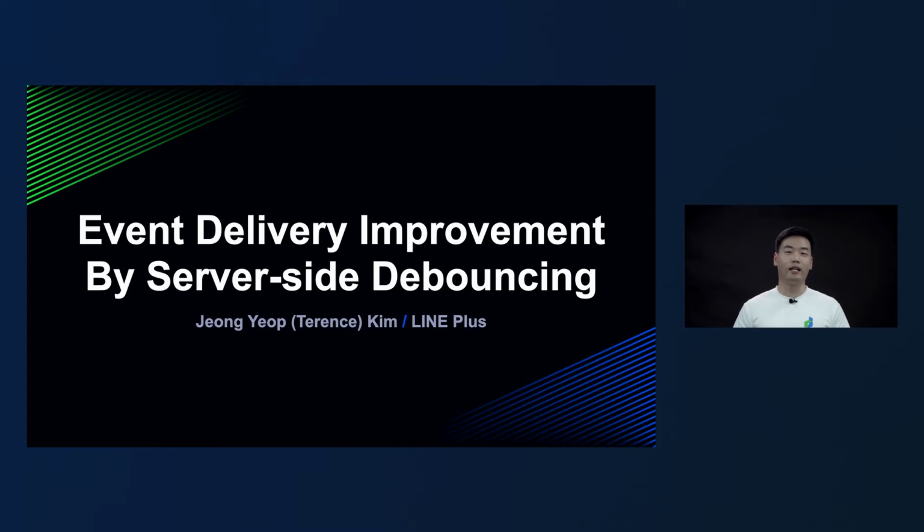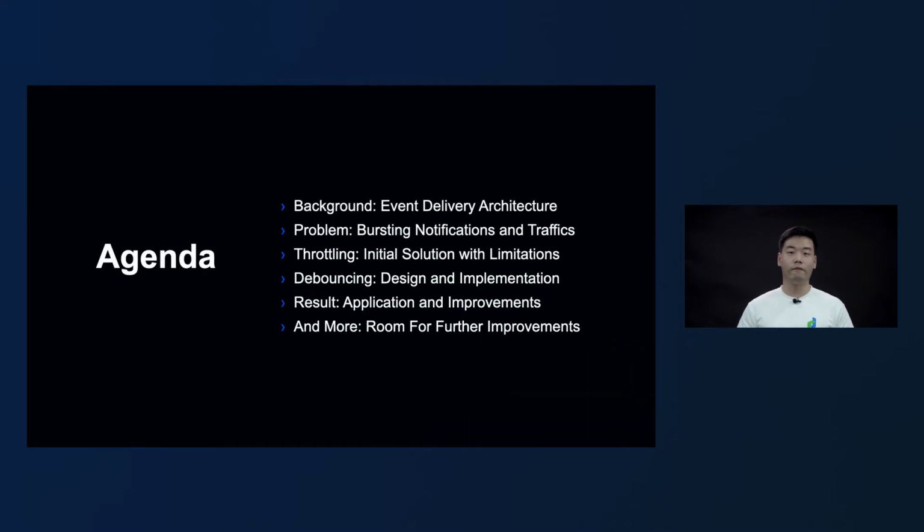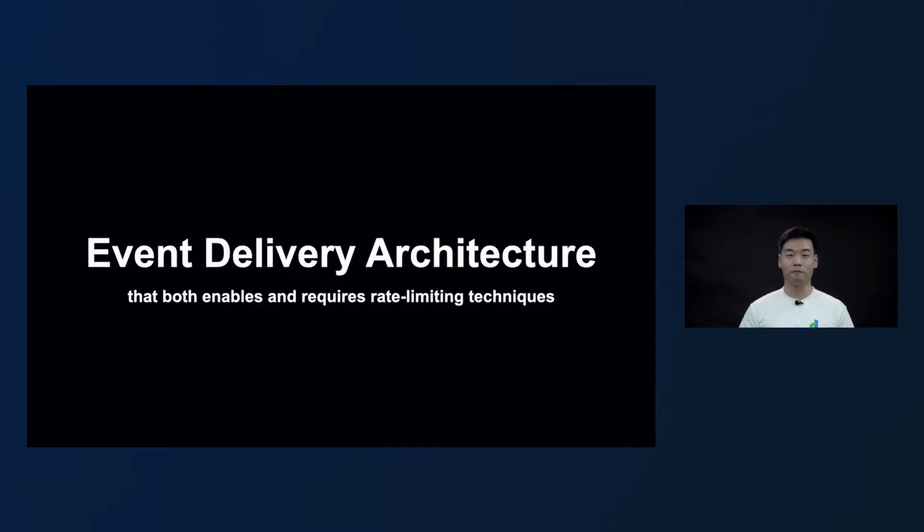In this session, I'd like to share how we improved our event delivery mechanism by introducing debouncing on the server side. In the following 10 minutes, we will walk through OpenJet's event delivery mechanism and its problem of bursting notifications. We will see how throttling comes to our rescue first, and then debouncing is a next better alternative with the same performance improvements. Finally, we will see how we can do even better in the future.